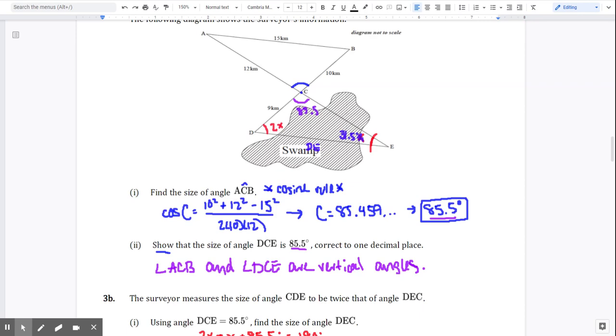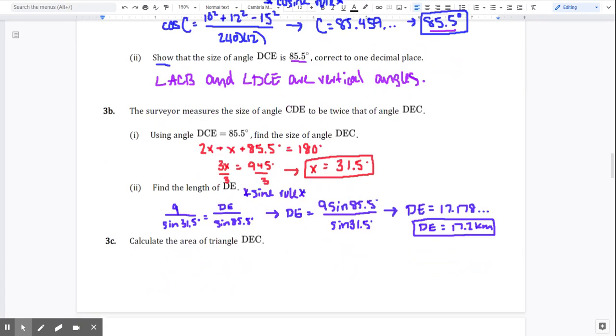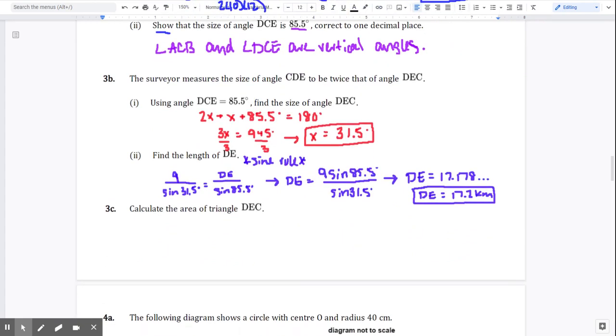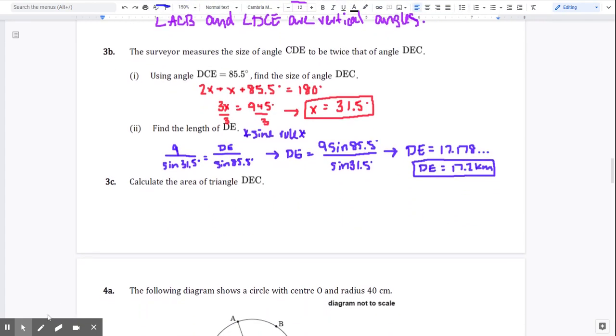And then you can just use that with the 9 and with the 17.2 that we got. So that's what I'm going to do. I'm going to first double that angle E that we had gotten before. So I'm going to find angle CDE just by multiplying that 31.5 by 2. So I'm getting 63.